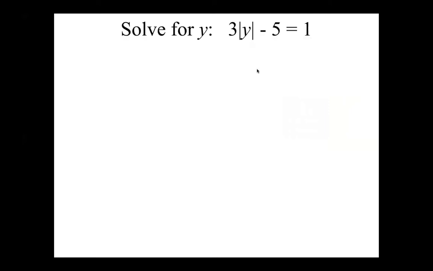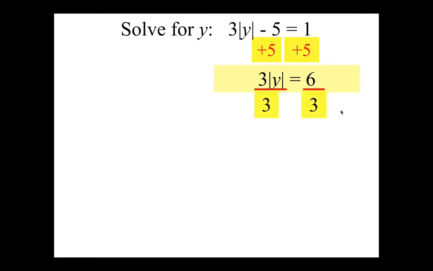Let's go ahead and look at another example. 3 absolute value y minus 5 equals 1. Solve it as a standard equation. So first add 5 to both sides to undo subtraction. 5 cancels and you're left with 3 times absolute value y equals 6. And then you can divide both sides by 3. 3 cancels and your absolute value variable is left isolated. So our answer here is absolute value y equals 2.